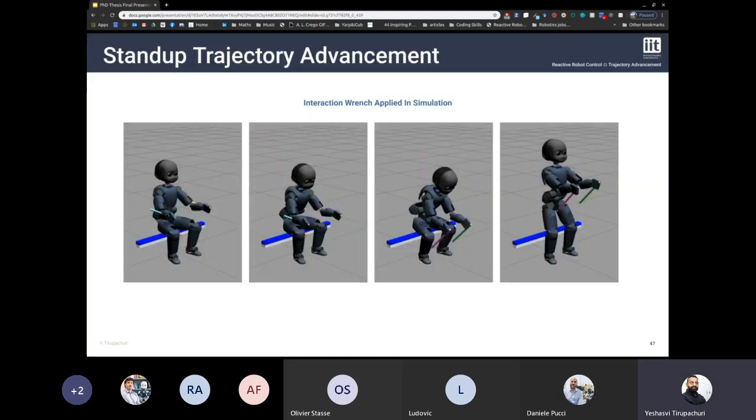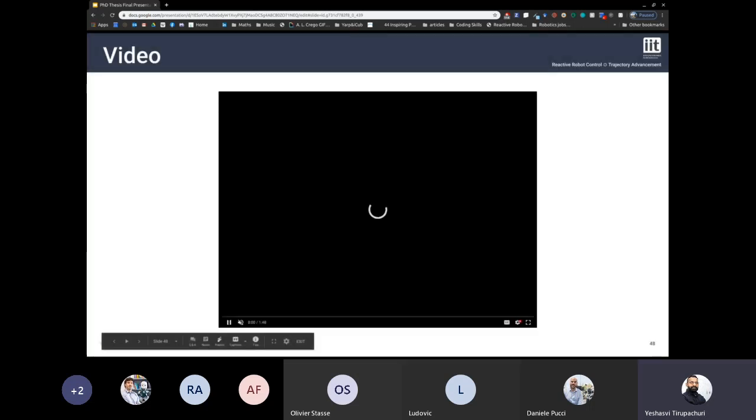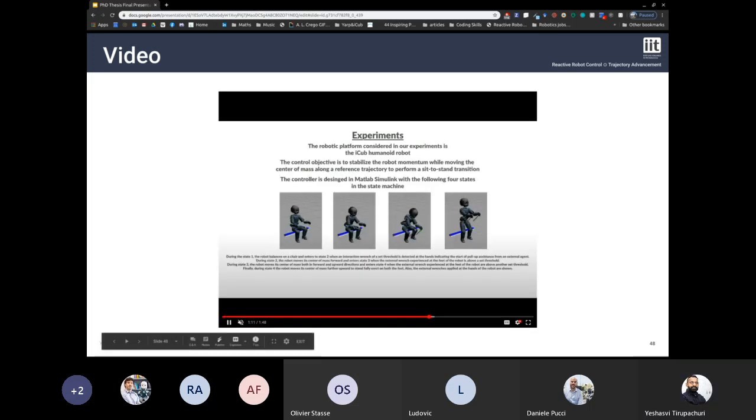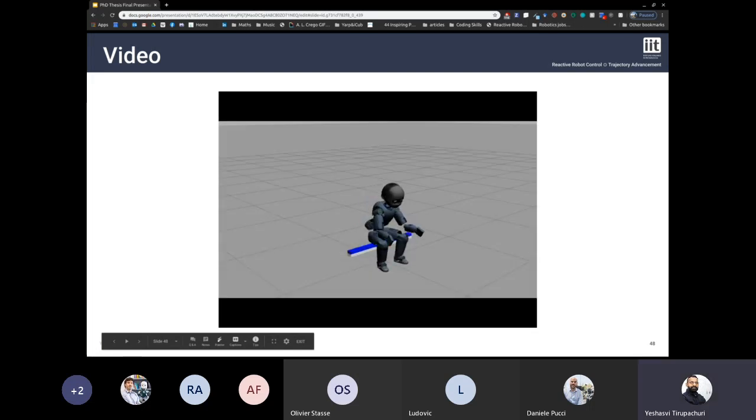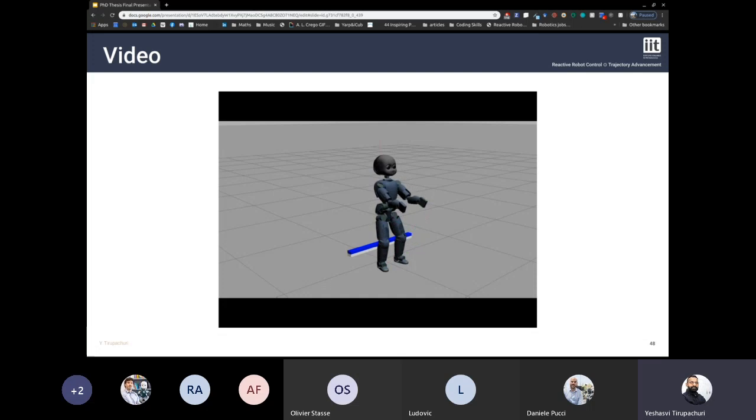Finally, we also updated the Standup Controller with the idea of trajectory advancement and performed some tests in simulation, where during the entire duration of standing, we applied constant wrenches at the hands of the robot. This shows the different instances when the robot is performing the stand-up tasks. Here you can see in simulation we are applying interaction wrenches at the hands when the robot is standing, and you can see the robot standing under the influence of interaction wrench.